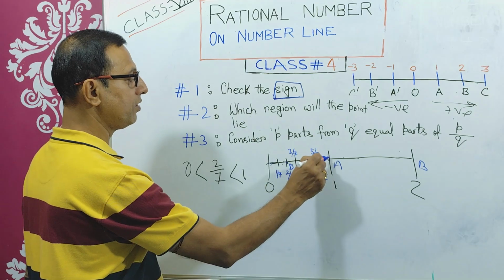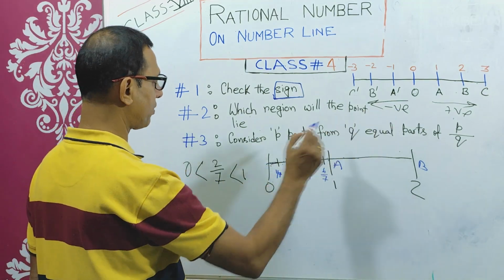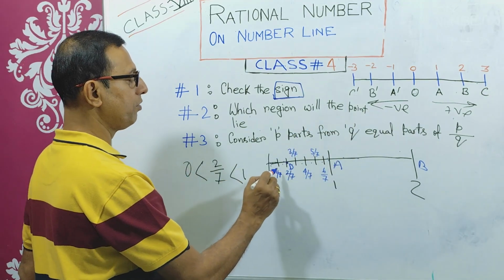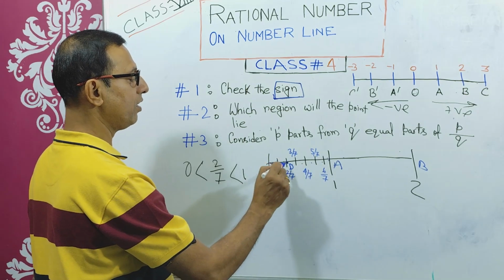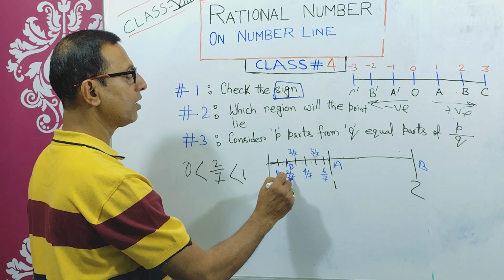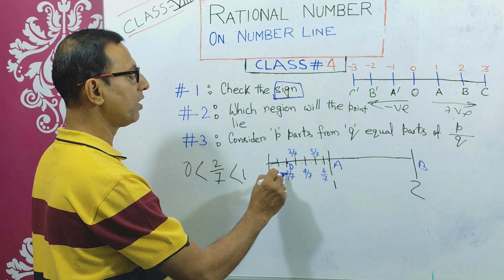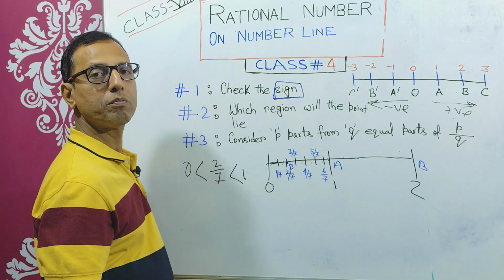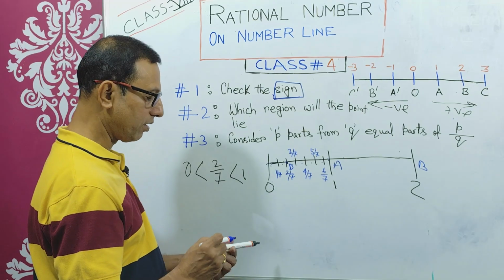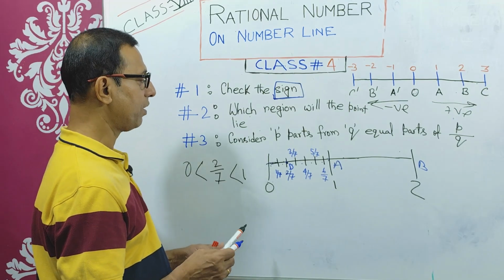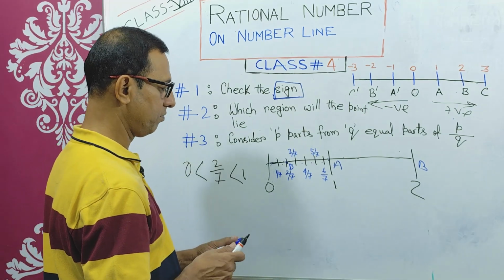You need to find out the region, and then based on the fraction, the rational number, you need to divide that region into that many number of equal parts, what is there in the denominator, and you need to take from the numerator that many number of parts from the equal parts, right? Got it? So this is very simple. I will give another example here.